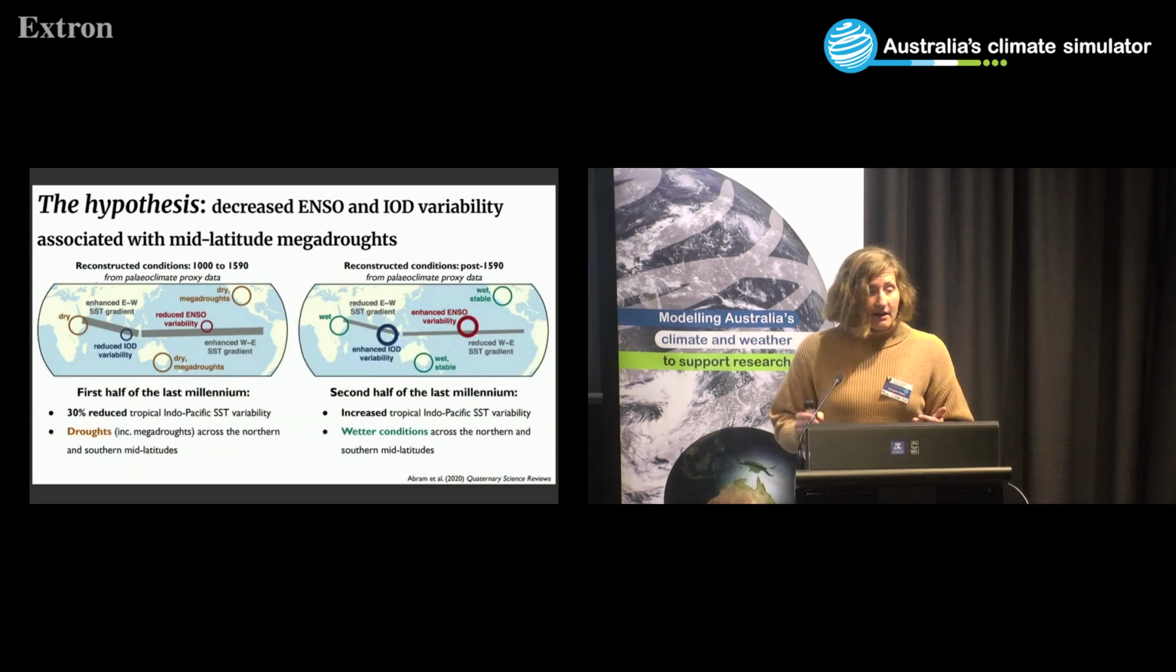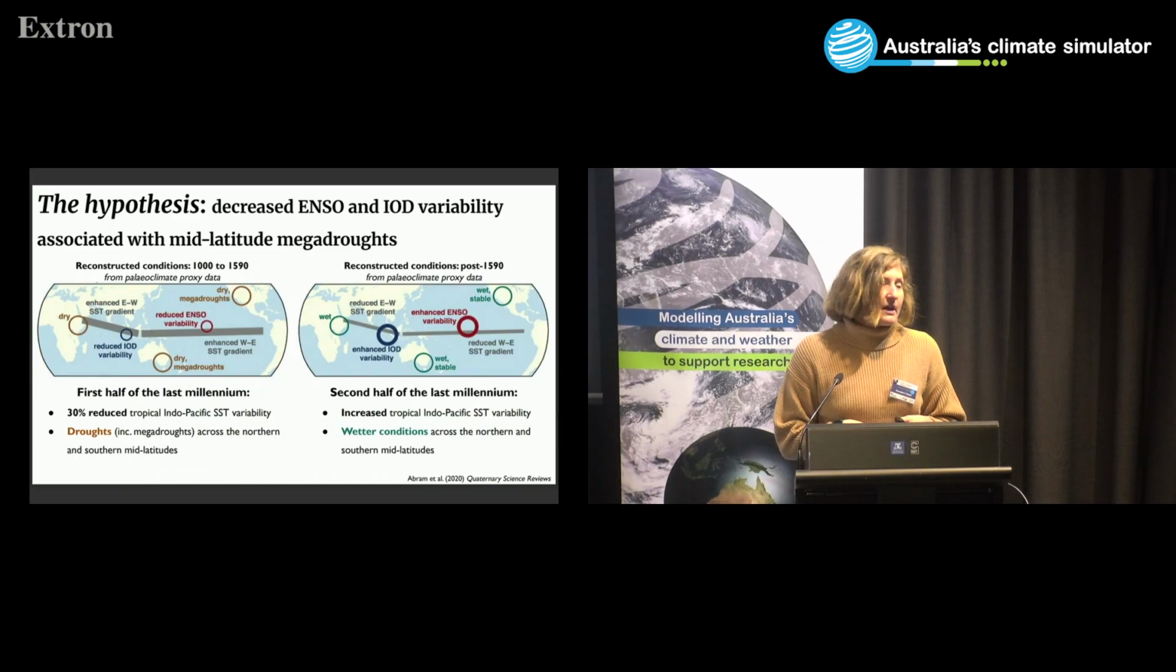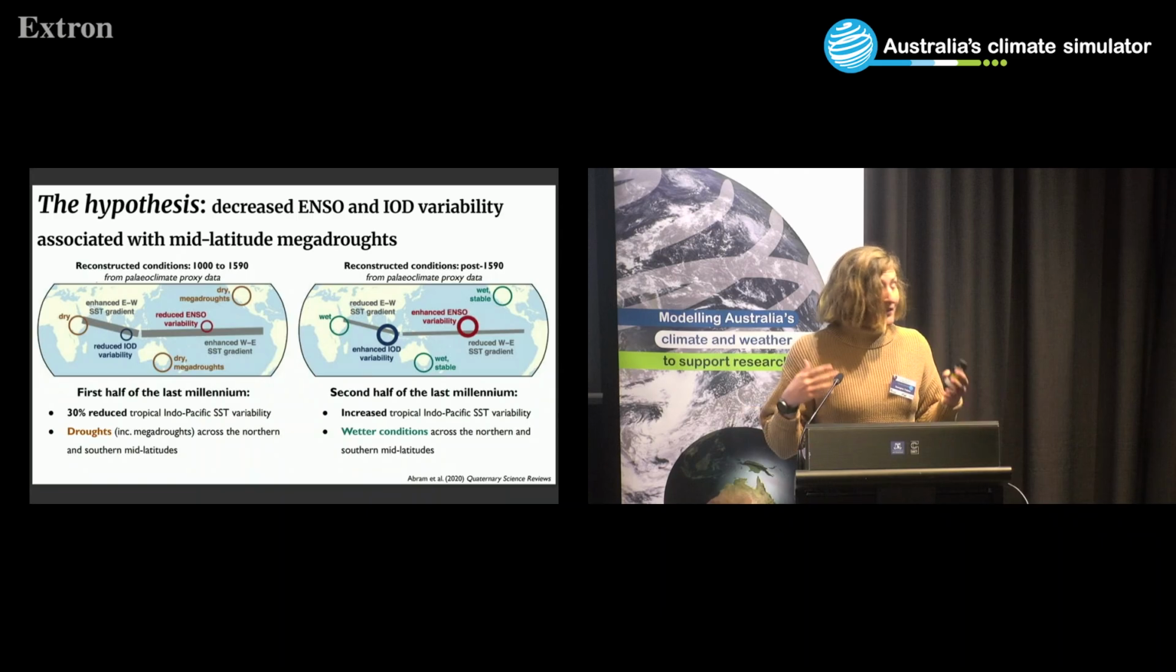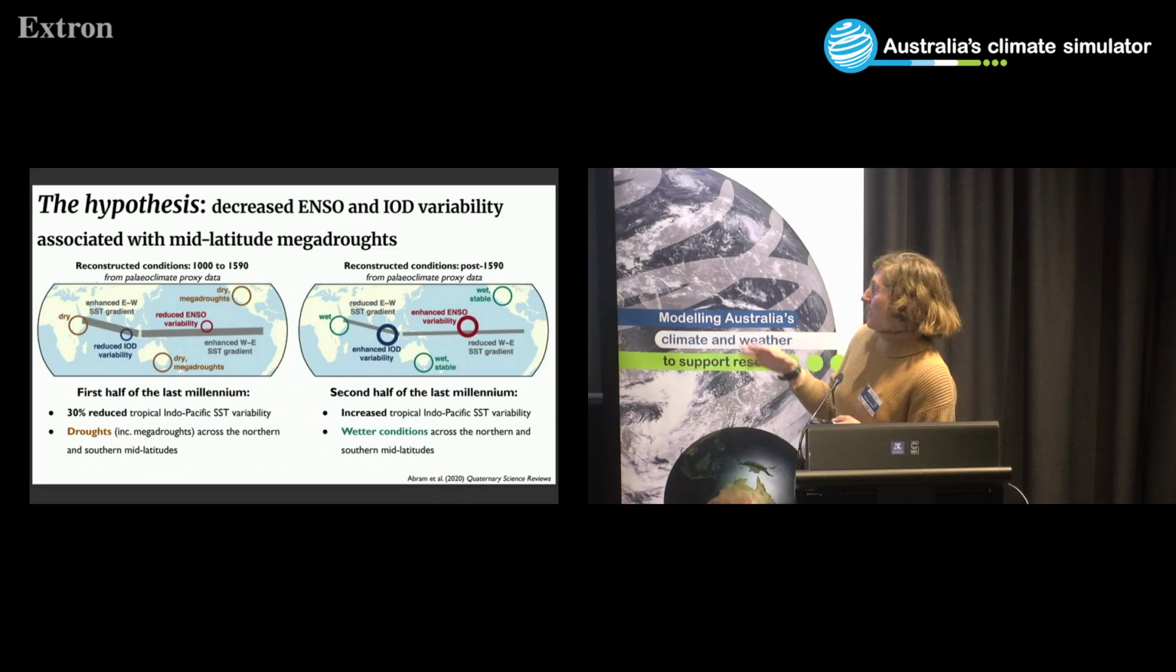Then in the second half of the last millennium, ENSO and IOD variability increased again at the same time as there being evidence for wetter conditions, fewer droughts across the mid-latitudes. And so this begs the question of why? And also, would this relationship hold in either direction if we see future changes in the magnitude of ENSO and IOD variability?